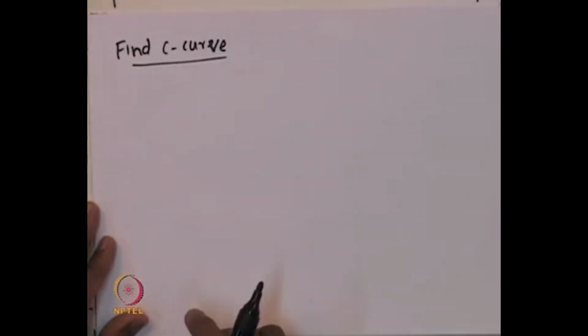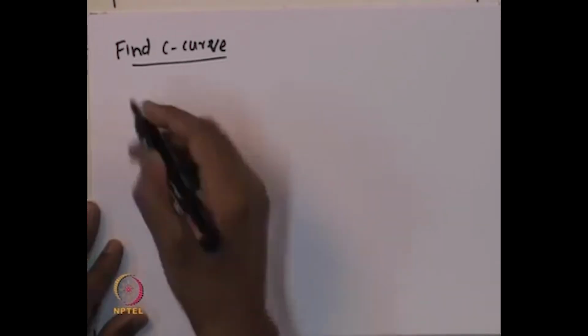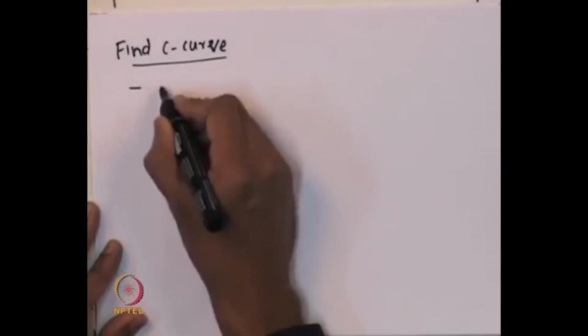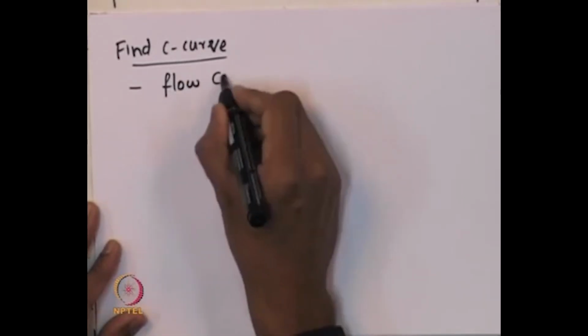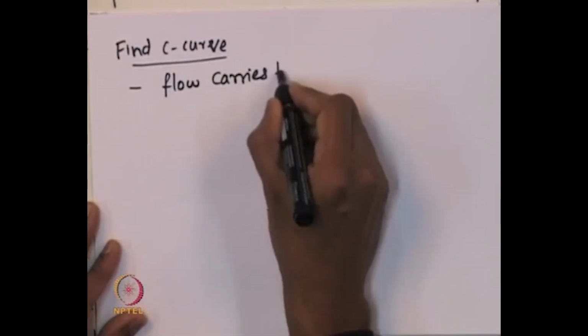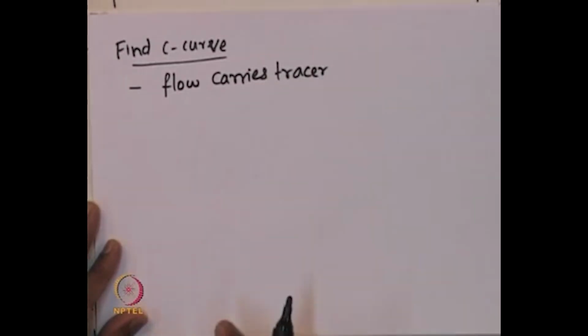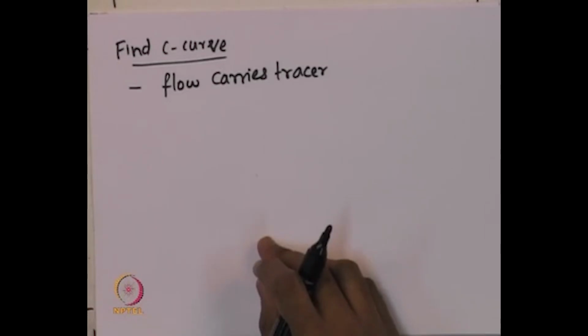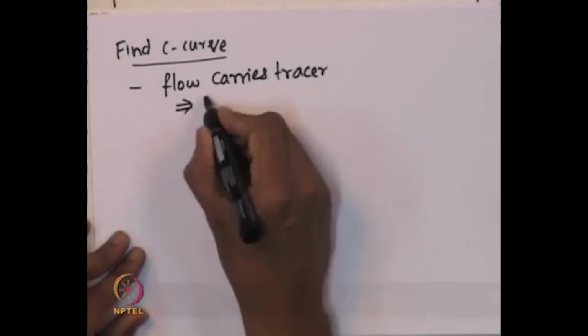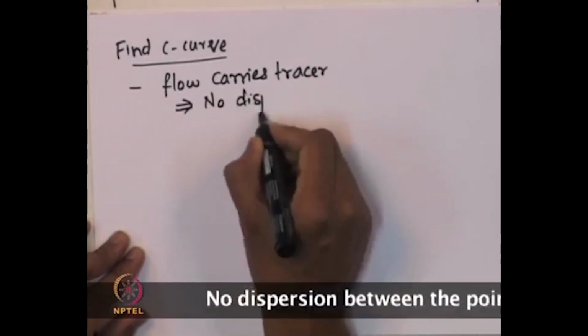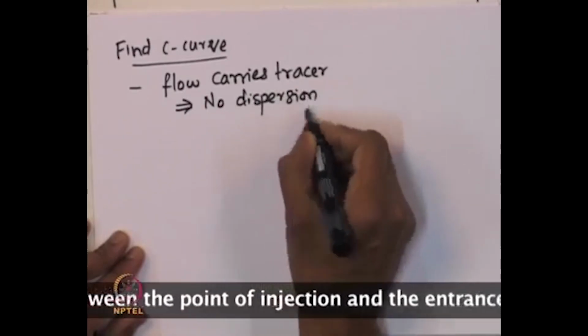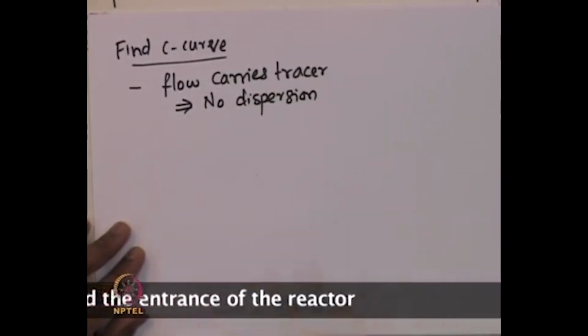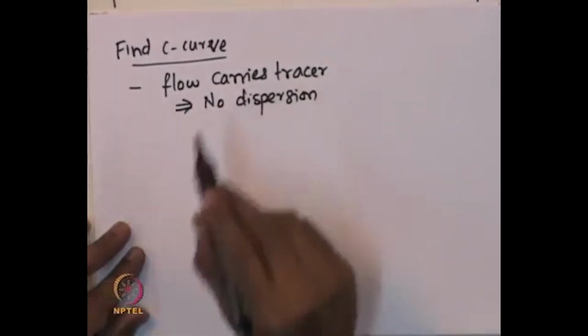We need to find the C curve, and how do we find the C curve? So, we have to make some assumptions. If we assume that the only fluid flow through the reactor is the only one which is actually carrying the tracer, which means that there is no dispersion between the point of injection and the entrance of the reactor. And later in one of the lectures, we will actually account for the presence of dispersion in the reactor.